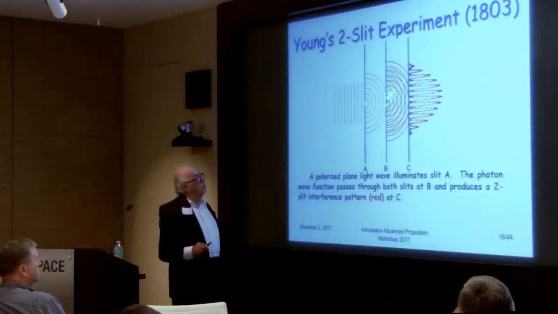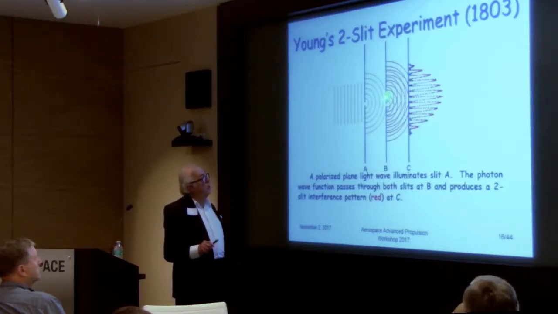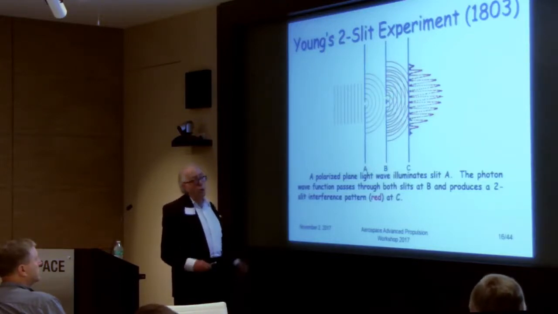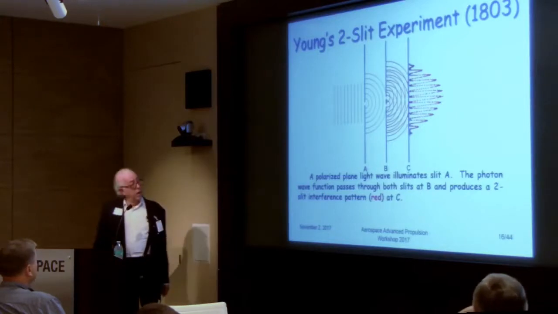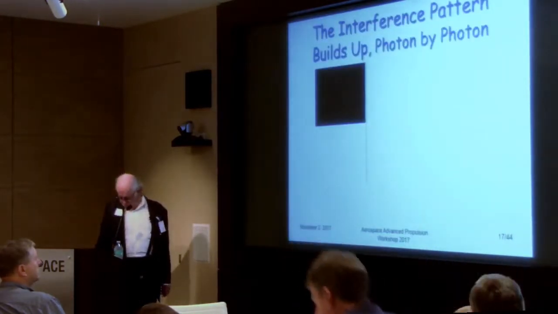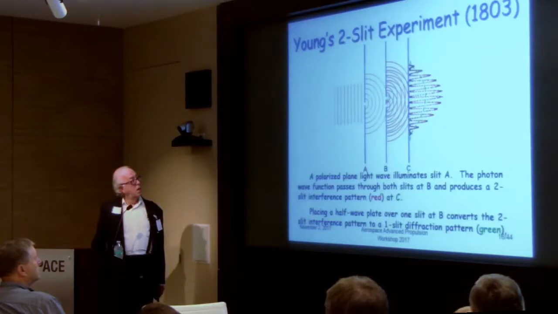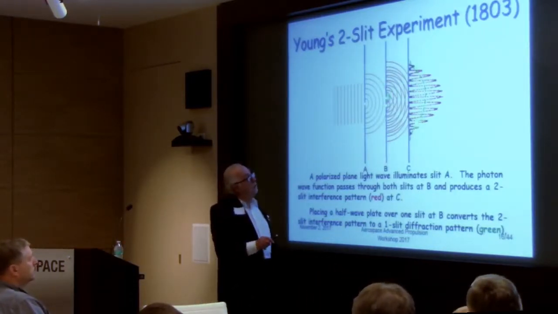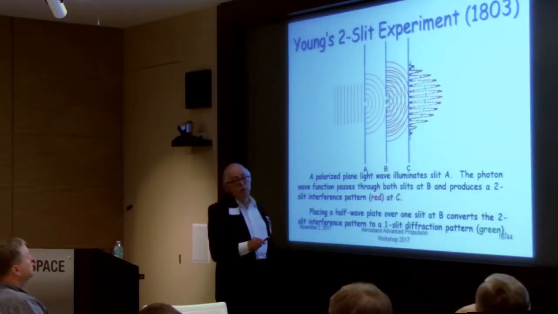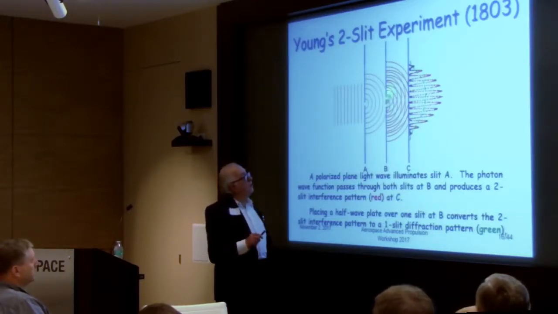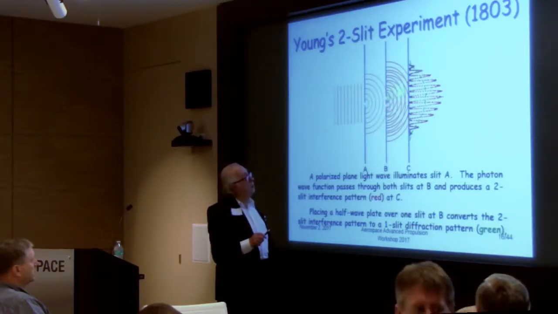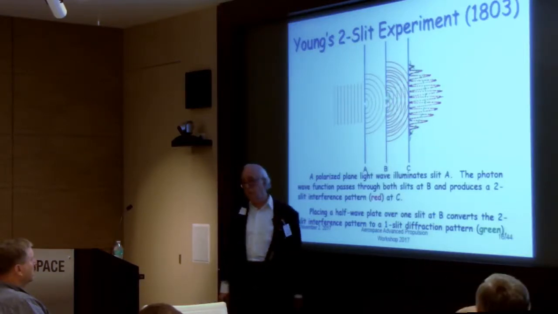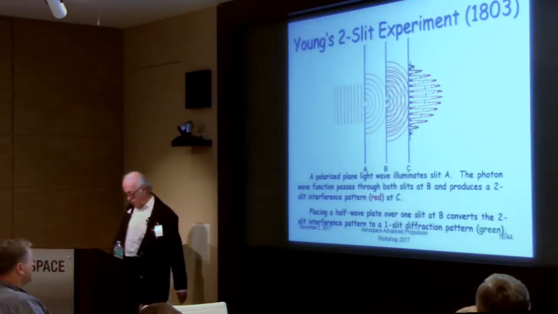If we modify this situation by putting a half wave plate over one slit, which changes the polarization there, then the interference pattern is replaced by a diffraction pattern. The interference goes away. The interference is killed by having one polarization coming from one slit and the other polarization coming from the other slit. So that's something one would like to understand and explain.